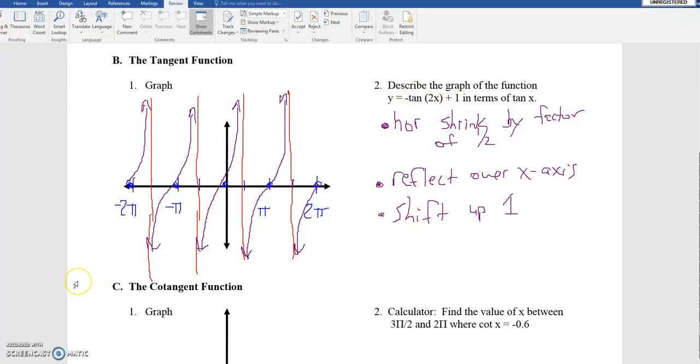Okay, that's our video on tangents. Next one will be cotangent, but I'm going to stop it right here.